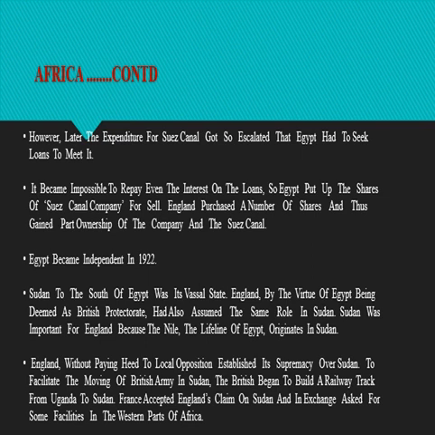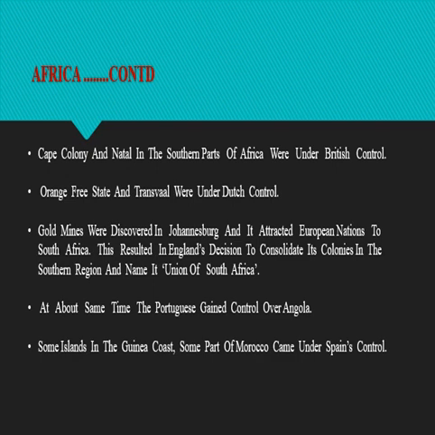To facilitate the moving of the British army in Sudan, the British began to build a railway track from Uganda to Sudan. France accepted England's claim on Sudan and in exchange asked for some facilities in the western parts of Africa. The Cape Colony and Natal in the southern parts of Africa were under British control. Orange Free State and Transvaal were under Dutch control.